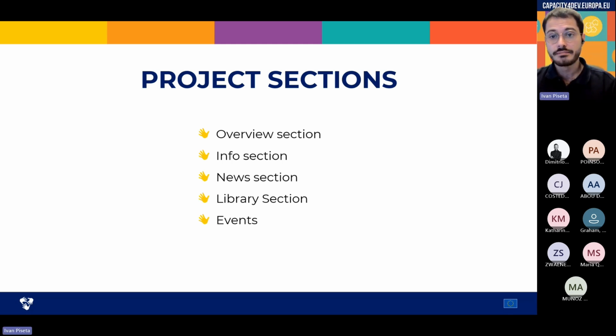Those are the basic project sections, but you can customize them and eliminate them if you wouldn't like to use them. So normally it comes with an overview section, an info section, a news section, a library section, and events. The info sections are like wiki pages you can construct to give more information and details about your project. You don't necessarily have to use it.